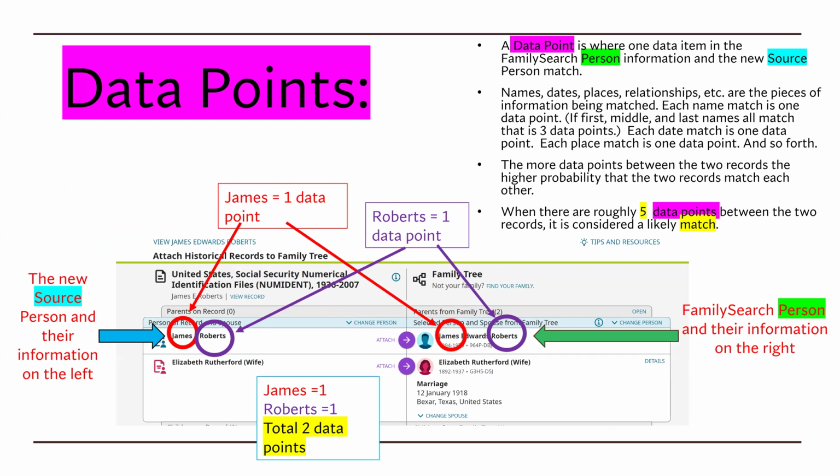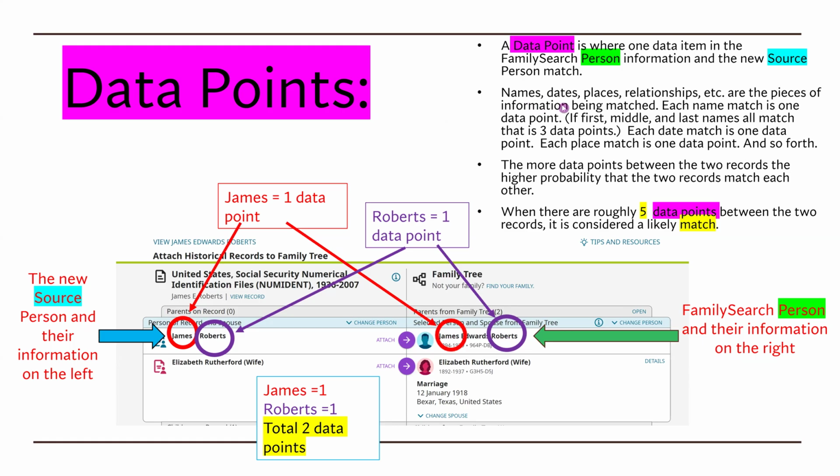Now we're going to talk about data points. A data point is where one data item in the FamilySearch person information and the new source person match. So if you look here, James matches with James. So this is the FamilySearch or the family tree. They call it family tree, but this is the FamilySearch tree. And over here is the new source that has come up. So James matches, James matches. James's last name, Robert, matches, and Robert's matches here. So that gives us 2 data points.